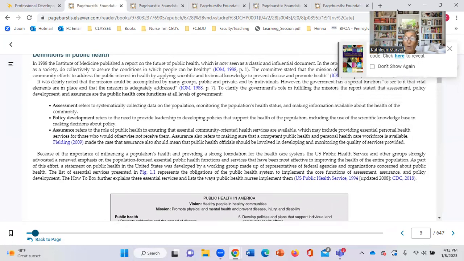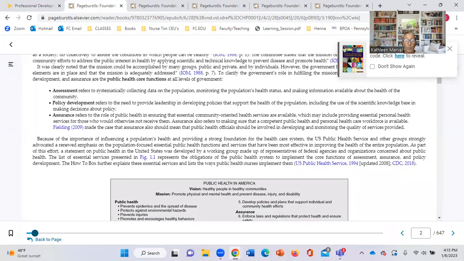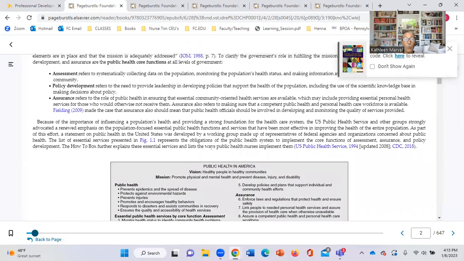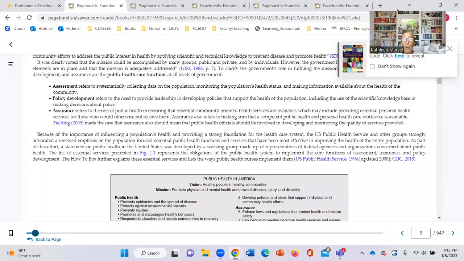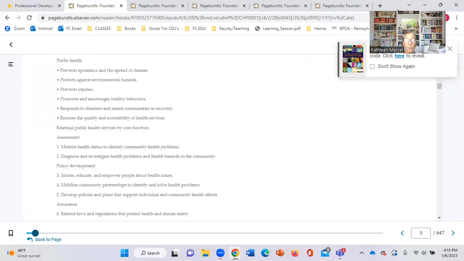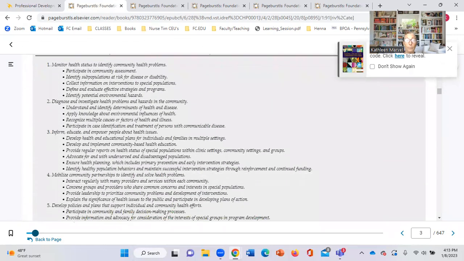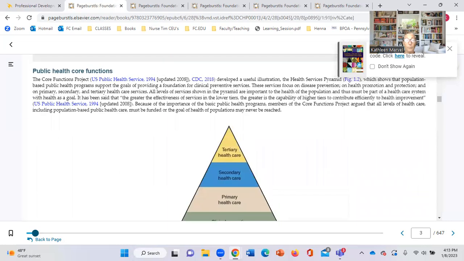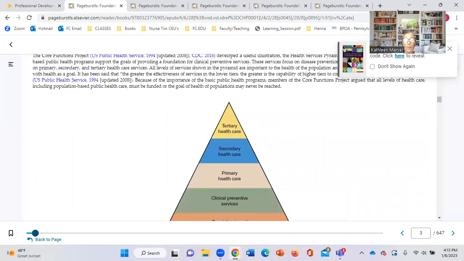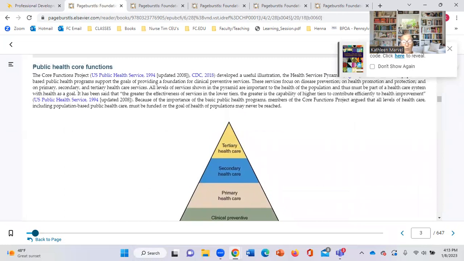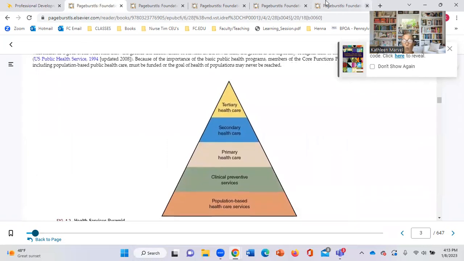Okay. Public health has three core functions: assessment, policy development, and assurance. So please be familiar with those three terms. That's going to come up over and over again through this term, the core functions. The other thing that we're going to be talking about all throughout this term is primary care, secondary care, and tertiary care.